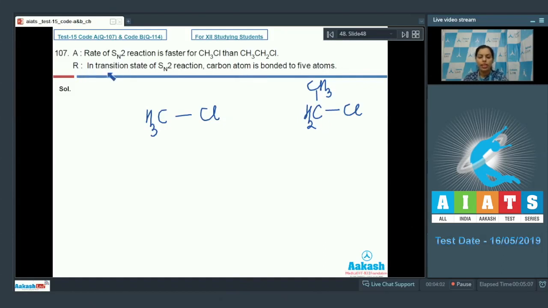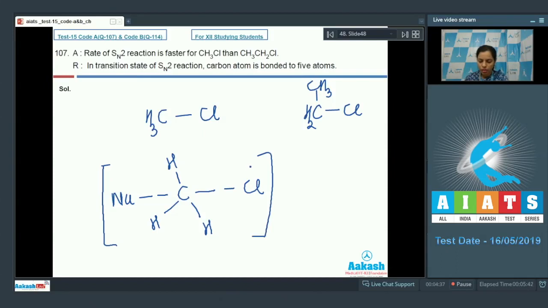Let's check the reason also. The reason states that in the transition state of the SN2 reaction, the carbon atom is bonded to 5 atoms. First of all, let's check what will happen. The carbon atom is joined with, here this bond is getting broken, and here is the formation of the new bond between the nucleophile and the carbon. This is the transition state. I'll just show you in this way. So in this case, the transition state is there in which the carbon atom is bonded to 5 atoms. This is a correct statement. But is it correctly explaining the assertion? No, it is not, because the explanation for the assertion is the steric hindrance. And that's why in this case I'll choose option 2 as the correct option, because both assertion and reason are correct, but the reason is not correctly explaining the assertion. After that, question number 108.